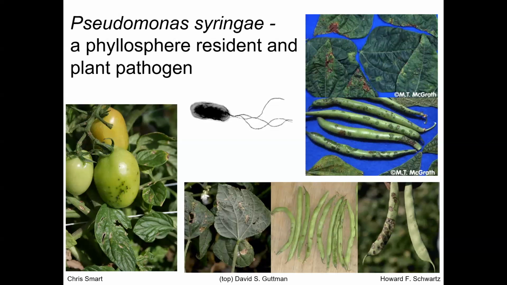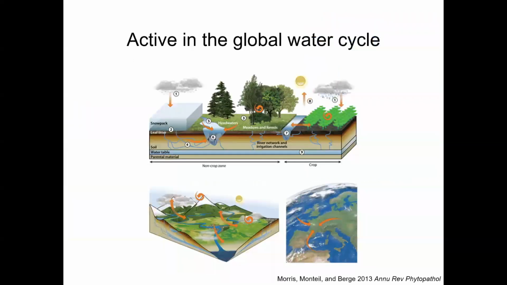So here I'm showing different strains infecting tomato and bean. And I want to mention that even within a single plant like bean, you can have multiple strains infecting the same host. So there's a lot of diversity within this single bacterial species. Importantly, the species is found globally throughout the water cycle. So in addition to agricultural waters, it has been isolated from glacial snowpack, rivers, and other water sources that are far from crops.